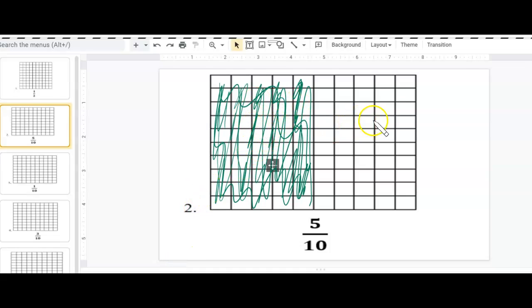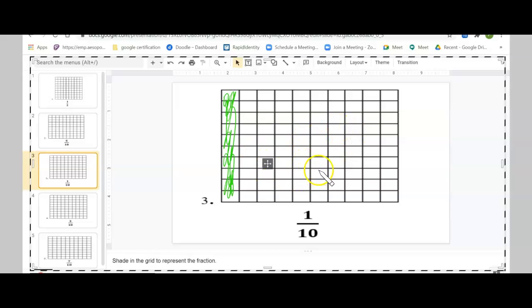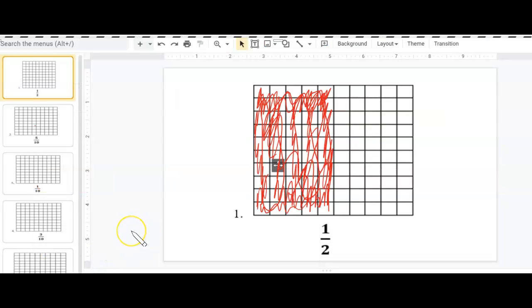5/10. 5/10, and we're going to explore it a little bit further in just a second. So 5 out of 10 is shaded here. And 1/10. This is 1/10. This represents 1/10 on the grid. So let's go back to our 1/2.